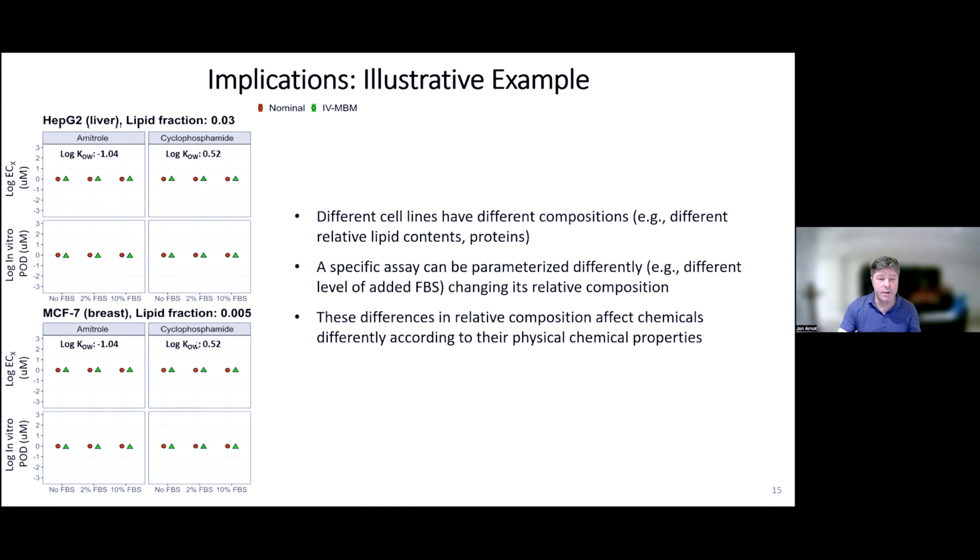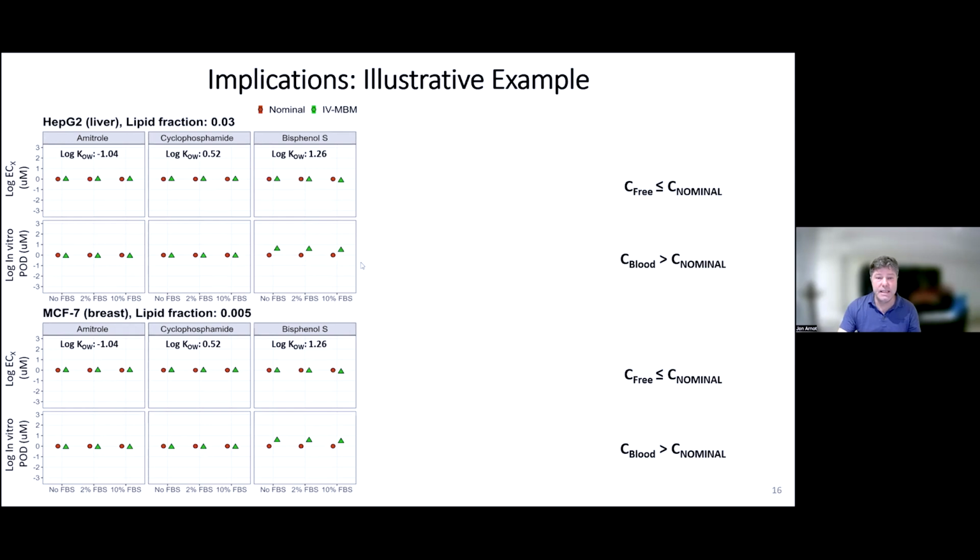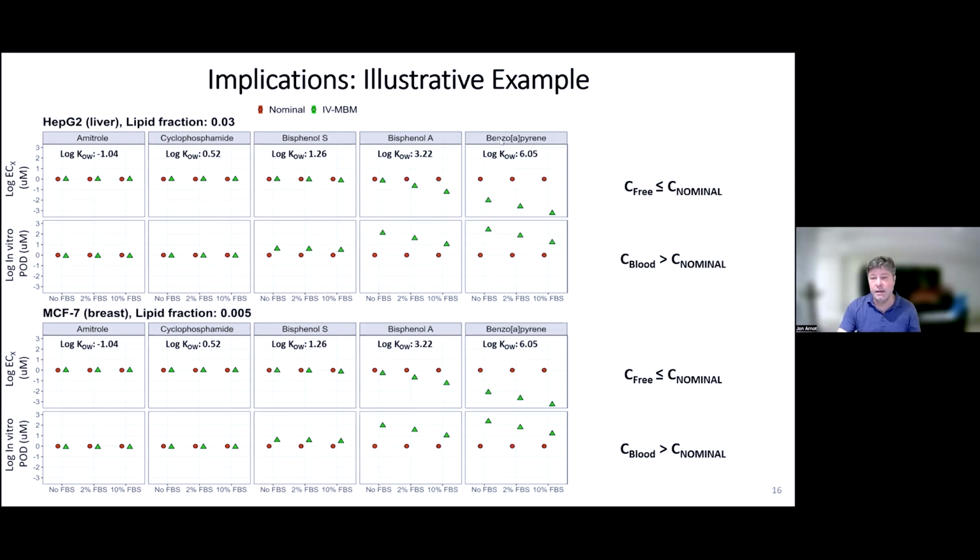We're dealing with relatively water-soluble chemicals. But as we proceed into more hydrophobic chemicals like bisphenol S, bisphenol A, benzo[a]pyrene, there is a divergence between this assumption that the nominal equals the dissolved concentration or the blood concentration. So here we're looking at in vitro point of departure, different conditions for fetal bovine serum and things like this. And the point is, particularly as we increase hydrophobicity, the assumption that nominal equals C-free is violated, and this can be orders of magnitude difference.